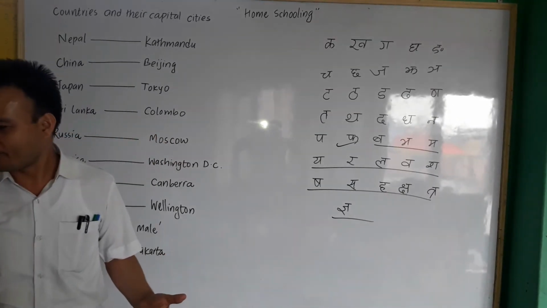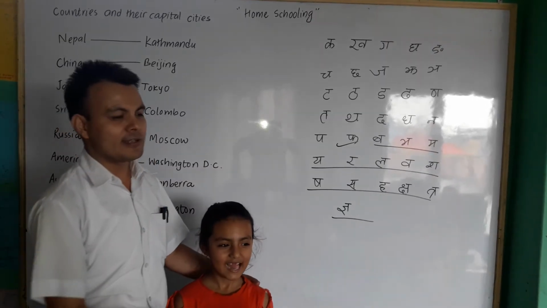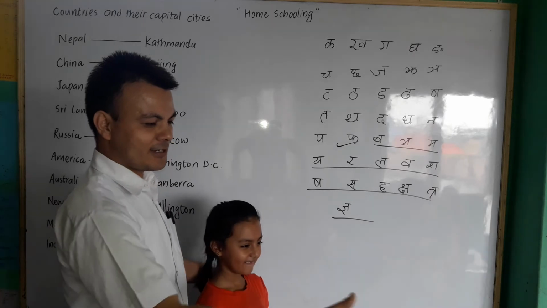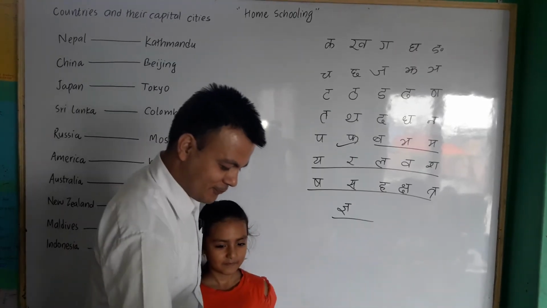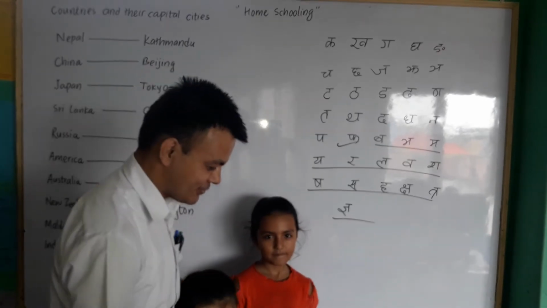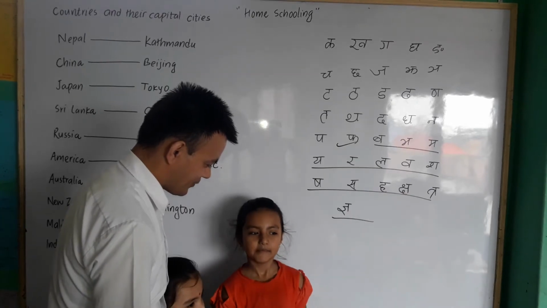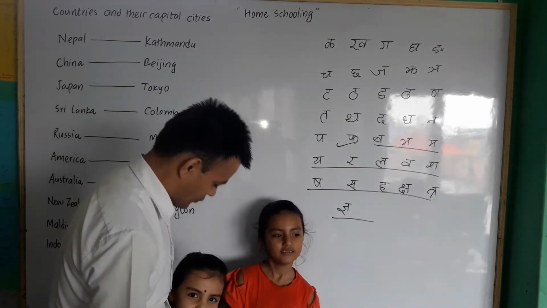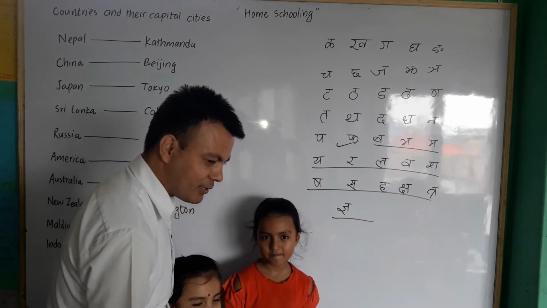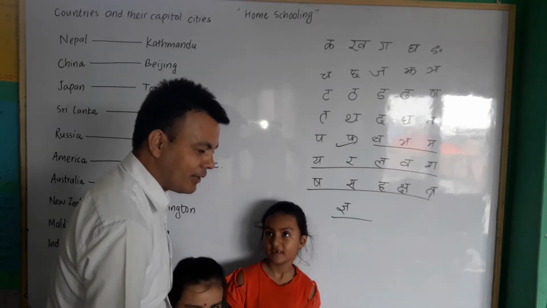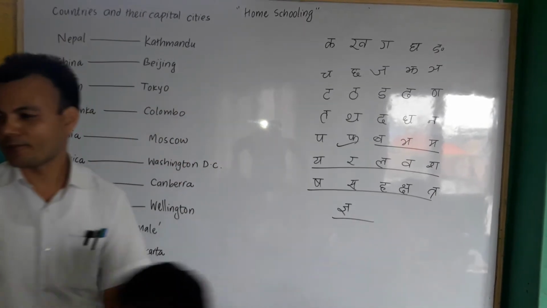Would you like to come here? What's your name? That's good. What is your school's name? My school name is Audi. That's good. What is your school's name? Malaka Montessori. That's good. Go and take your seat.